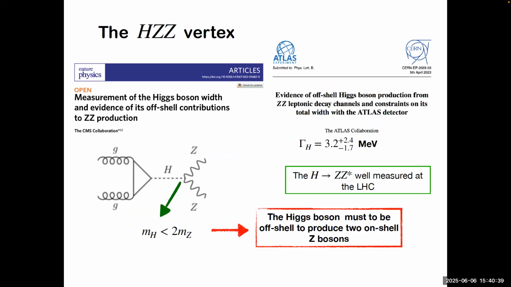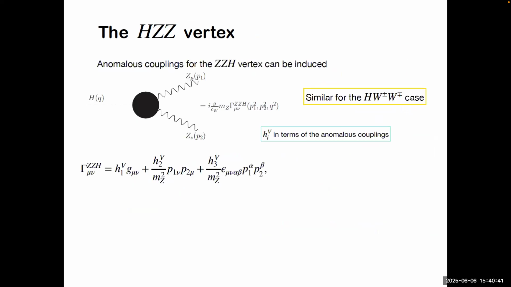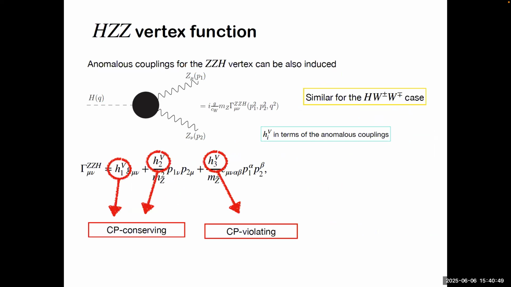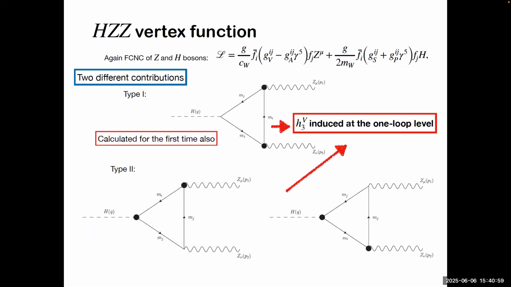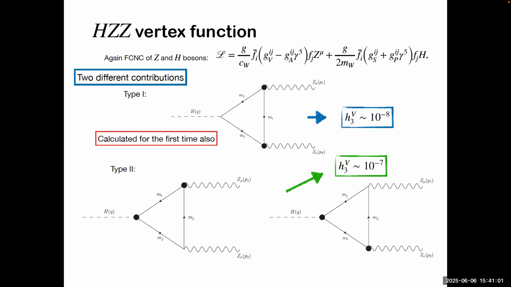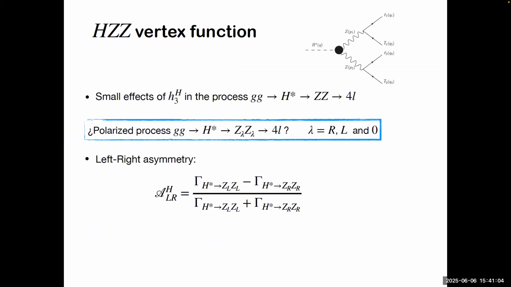And well, if we also parameterize the Higgs boson coupling with two Z bosons, and we include a CP violating term, we can also use the same effective Lagrangian. We can find contributions to the H3 form factors, which again is CP violating, and we can estimate some values. And the interesting thing is that the effects of the CP violating form factors are difficult to observe in the unpolarized process.